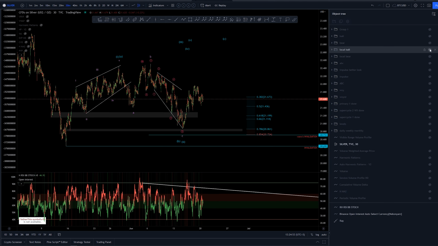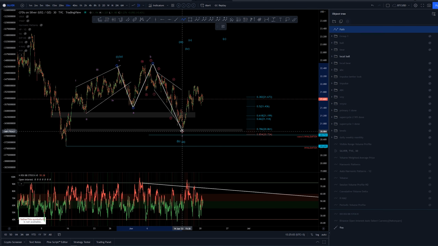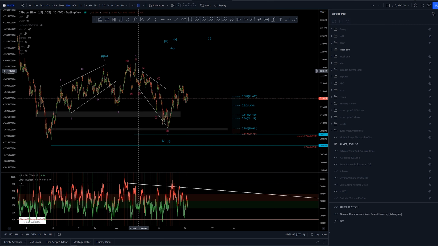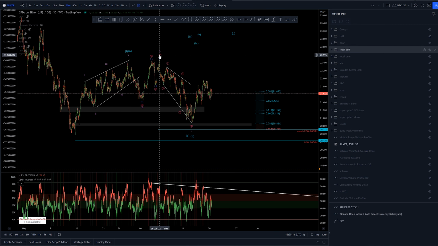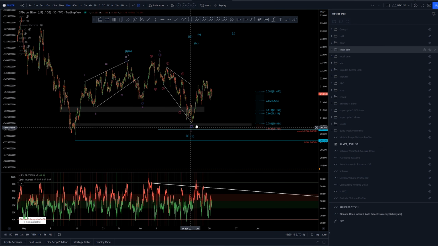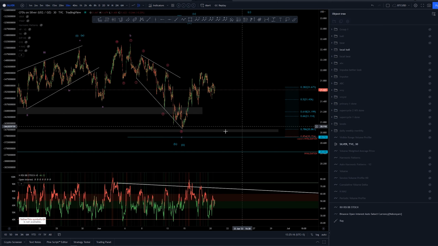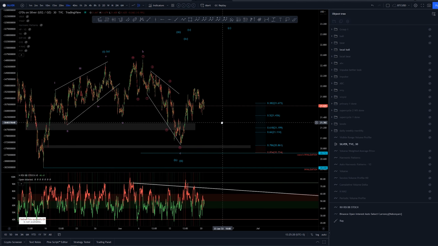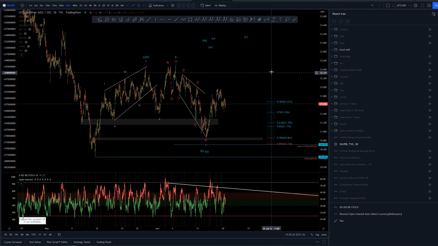The other scenario is that we have either a 1 or A into B or wave 2. So 1, 2. In the wave 2 or B wave, we have this three-way structure as an expanded flat. This would be ending with an expanding diagonal here, 1, 2, 3, 4 and 5, finishing this C wave of sub-minuets. Now, both of these are okay looking.